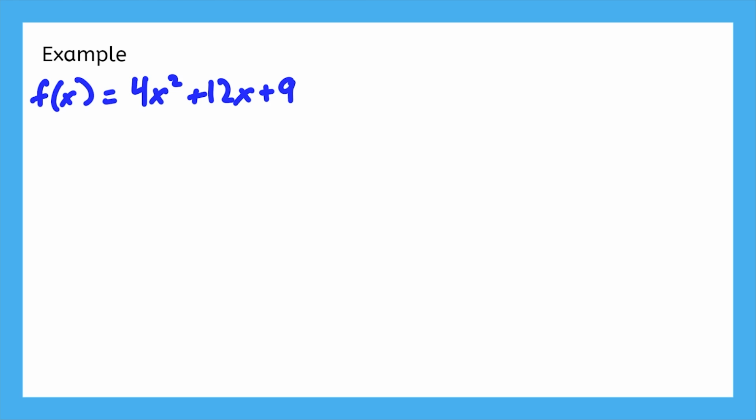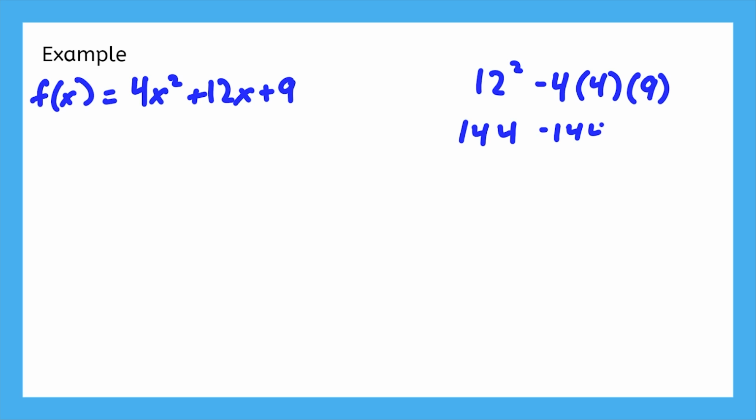Do you want to try? All right, then here's a quadratic function. Use the discriminant to find how many solutions it has, and then find those solutions, if there are any. For the discriminant, b is 12, a is 4, and c is 9. 12 squared is 144, and negative 4 times 4 is negative 16, times 9 is negative 144. And of course, 144 minus 144 is 0.